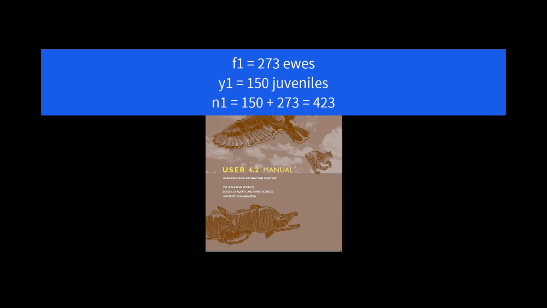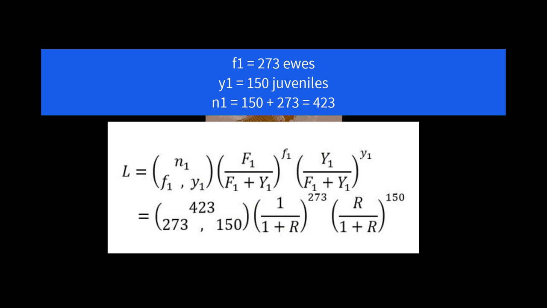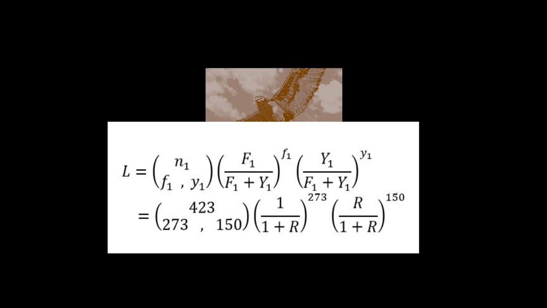In the first survey, Y1 equals 150 juveniles observed with an F1 of 273 ewes observed for a total sample size of N1, which equals 150 plus 273 equals 423. A binomial model can describe the first sampling survey results as follows. Here, capital F is the ewe abundance at the time of the first survey and Y is the juvenile or lamb abundance. The likelihood can be simplified by dividing through by F1 ewe abundance, where R is the ratio of juveniles to adults in initial periods. Note that lowercase f is the sample size with uppercase F being the population total.